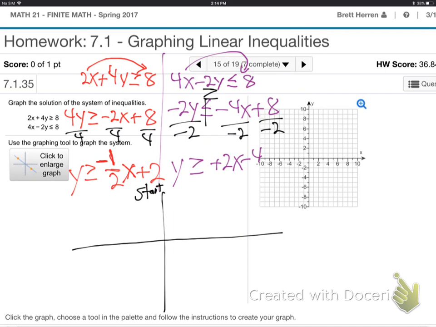So start this one at up 2. 1, 2, the red one there. And then rise over run. So it's going to go down 1/2. So there's the red one. And we're going to shade. So started it up 2. Down 1/2. Do we shade above it or below it? Y is greater, so we shade above.